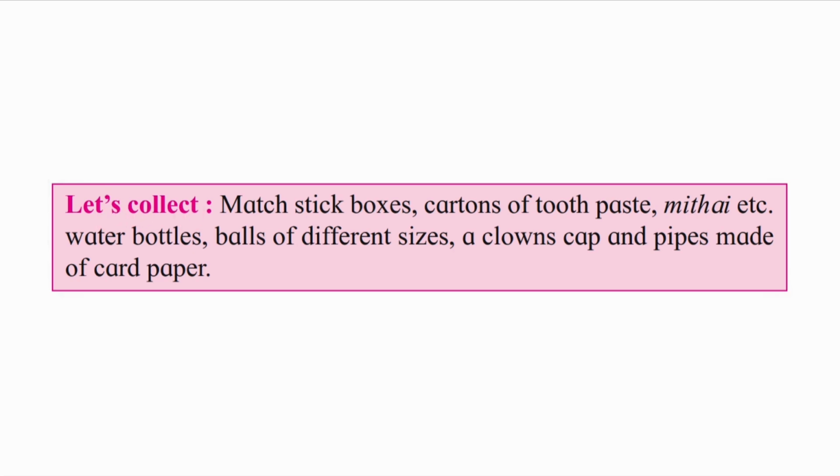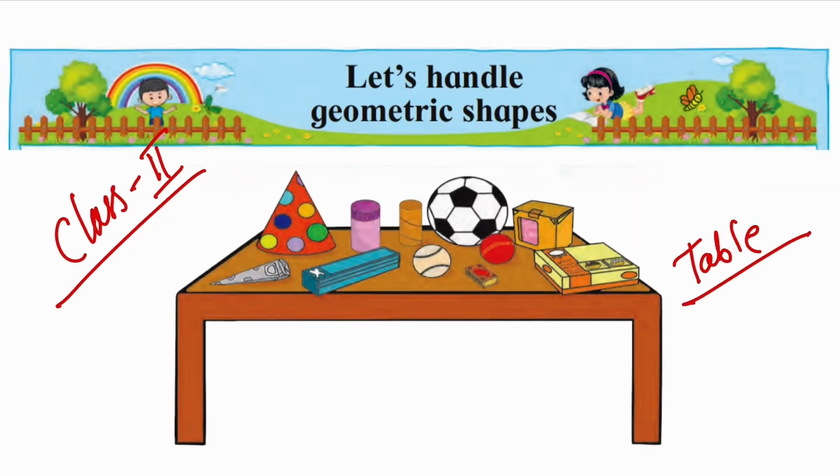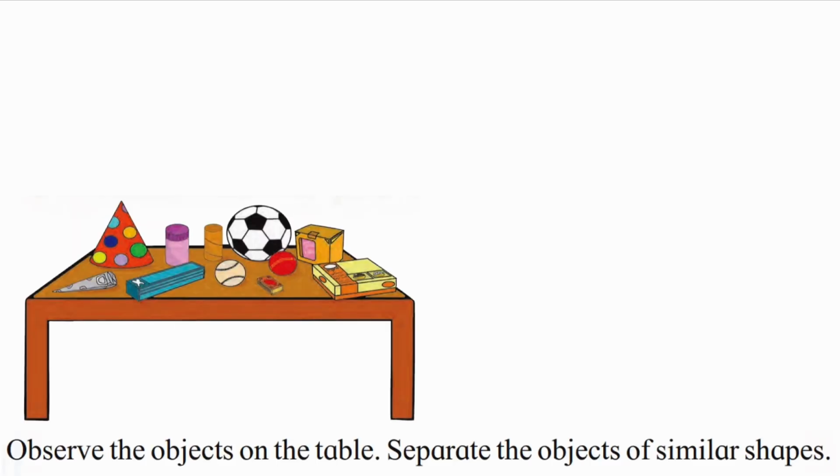Let's collect. My dear students, you have to collect some matchstick boxes, cartons of toothpaste, mithai boxes, water bottles, balls of different sizes, or clown's caps and pipes made of card paper. Or at least you can collect these things which are kept on the table. What will we do? We will observe the objects on the table.